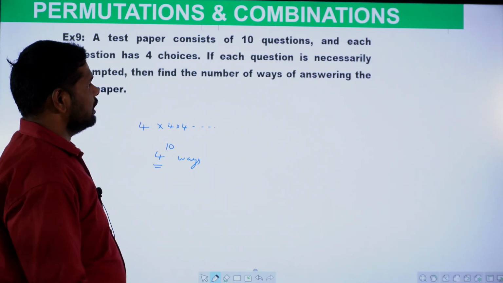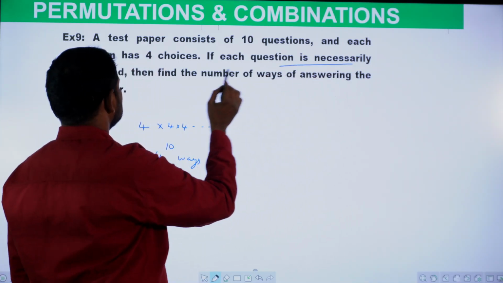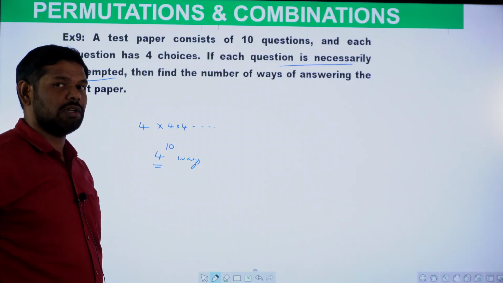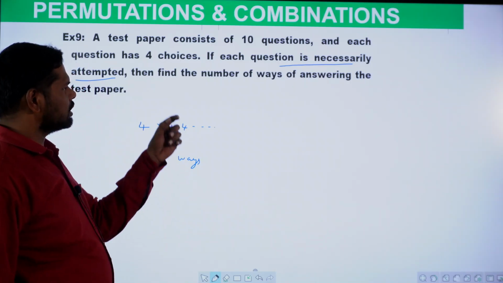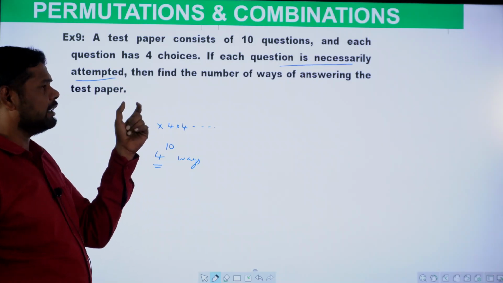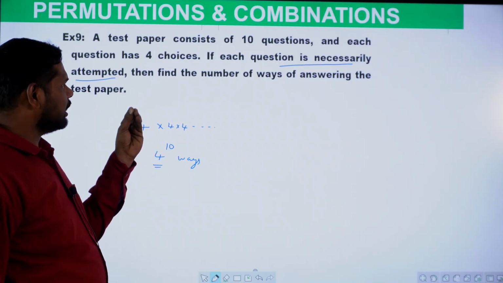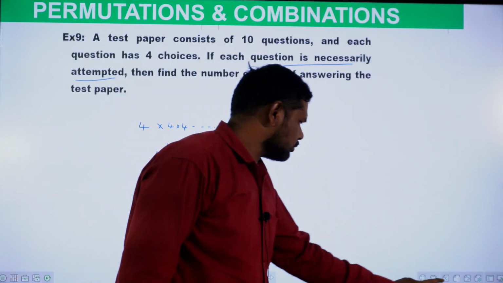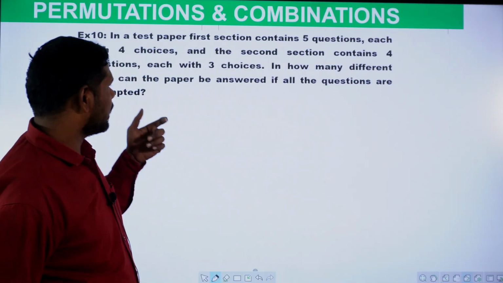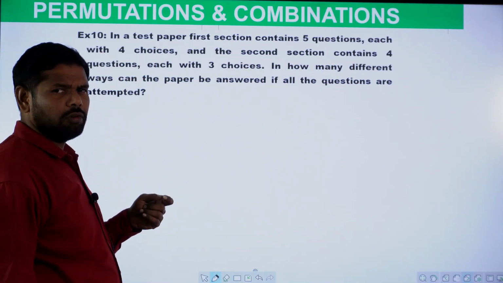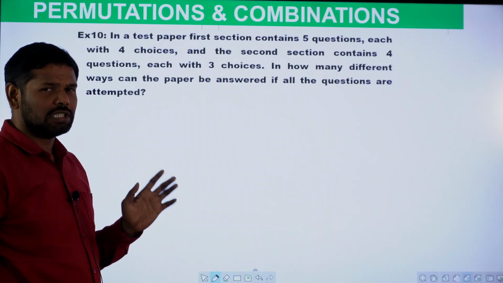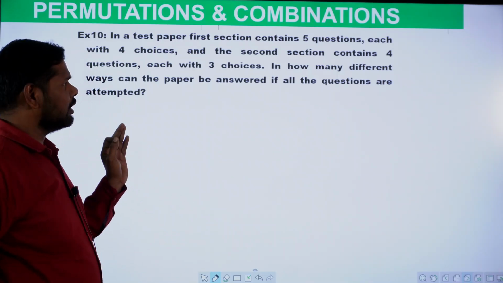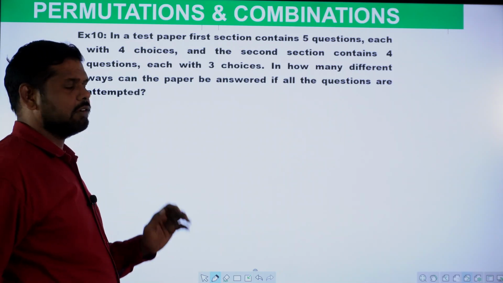Suppose the question says not necessarily attempted, then it would be 5 power 10 answers. So be careful. By reading the question clearly, we capture the data of what they are asking. Once we are good at reading questions, we are definitely ready to solve more than 10 questions in CSAT. No doubt on that. Just reading the question clearly and understanding is enough.